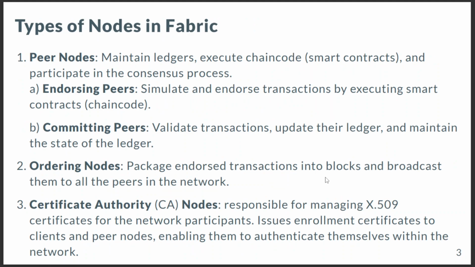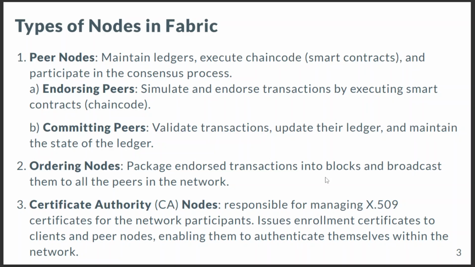So what types of nodes are there in Hyperledger Fabric? Unlike Ethereum, where a single node handles everything, in Hyperledger Fabric we have designated nodes for designated purposes. First of them are the peer nodes. Peer nodes are handled by the organizations, and they are of two types: endorsing peers and committing peers. Endorsing peers endorse the transactions sent by clients or users, and the committing peers validate the transactions and add them to the ledger.